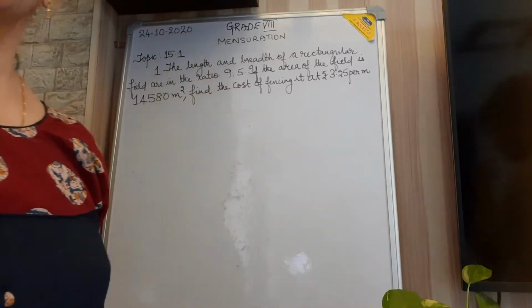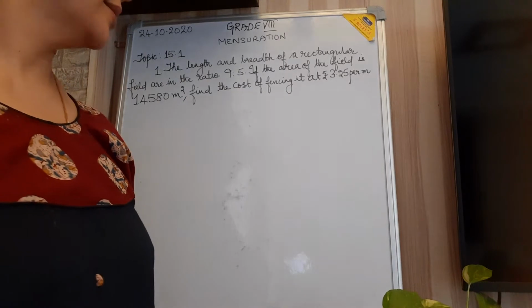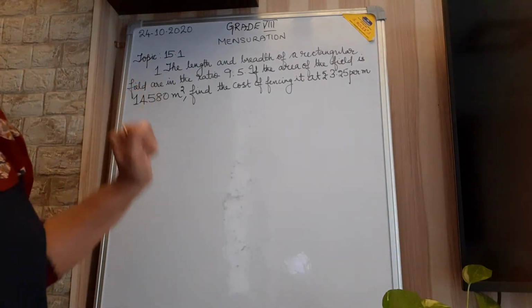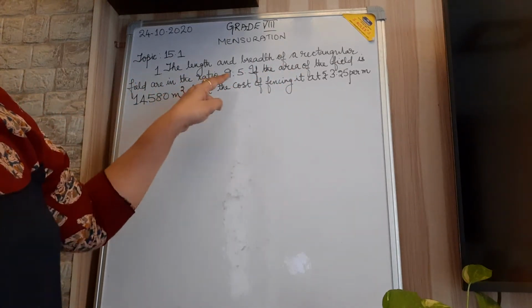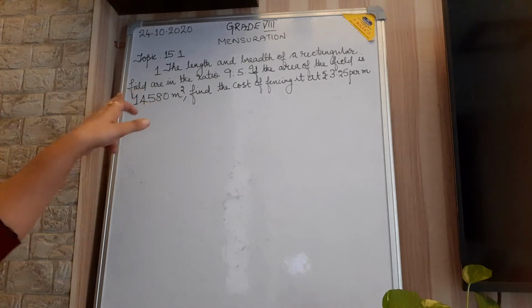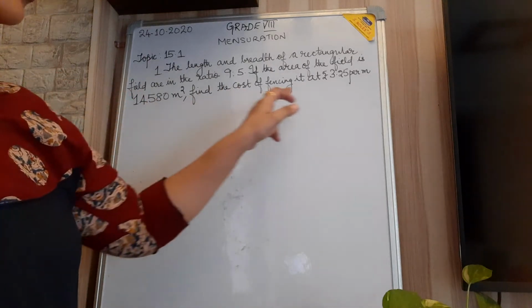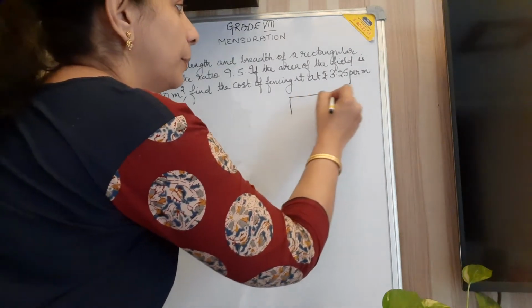Students, we are going to do the first exercise, that is 15.1, in the mensuration chapter. The first question is, the length and breadth of a rectangular field are in the ratio 9:5 and the area of the field is given, 14,580 meters square. Find the cost of fencing it at 3.25 per meter.